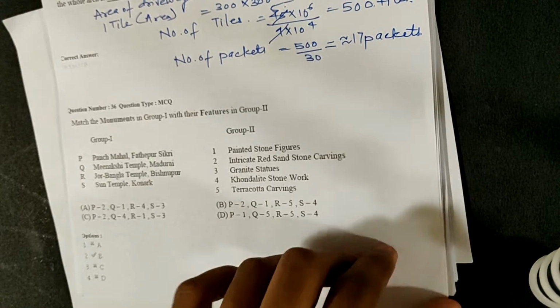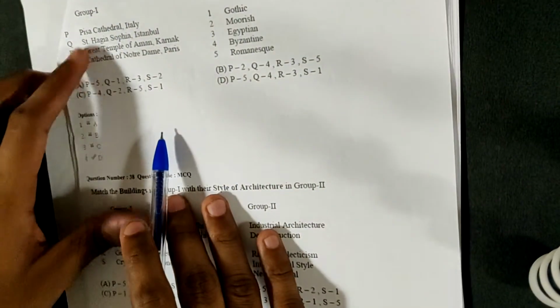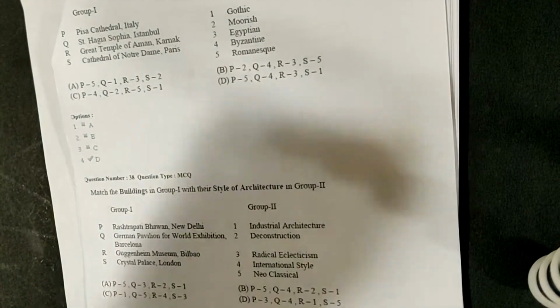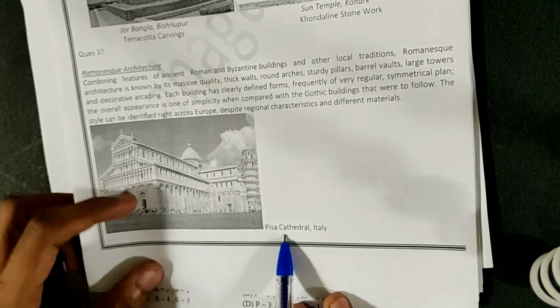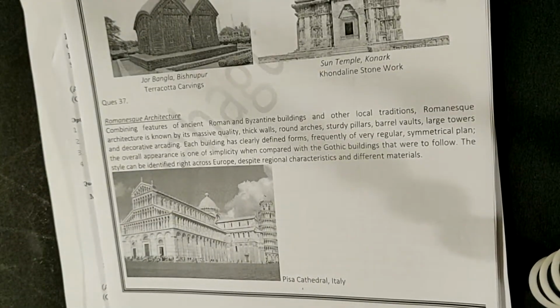Let us move on to the next question. So again, in the next question, you have a list of some monuments, and there we have to guess its style. So your first monument is Pisa Cathedral in Italy. So Pisa Cathedral in Italy belongs to the Italian Romanesque architecture.